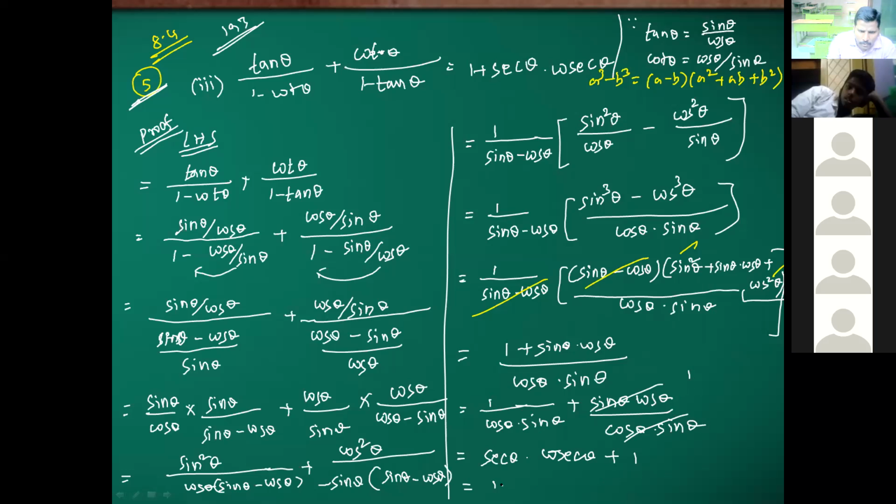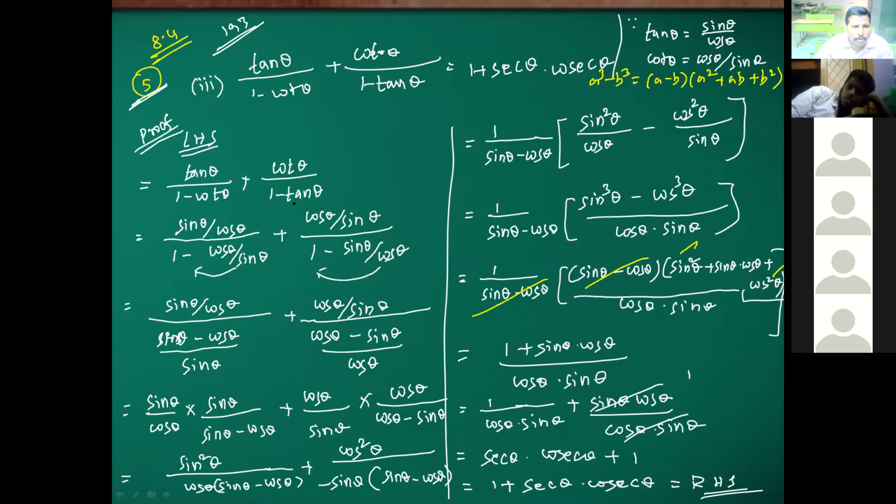So I'm going to rewrite this 1 plus secant theta into cosecant theta. So I took the LHS and got the RHS. Hence it is proved. That's it. This is one of the very repeated and standard questions. This is 5 marks only. So this type of question you should also listen to.